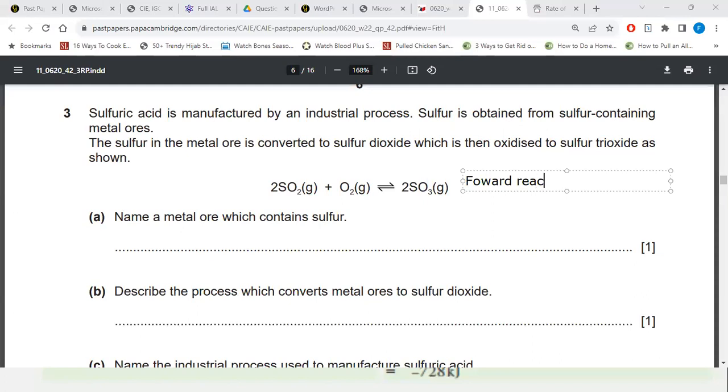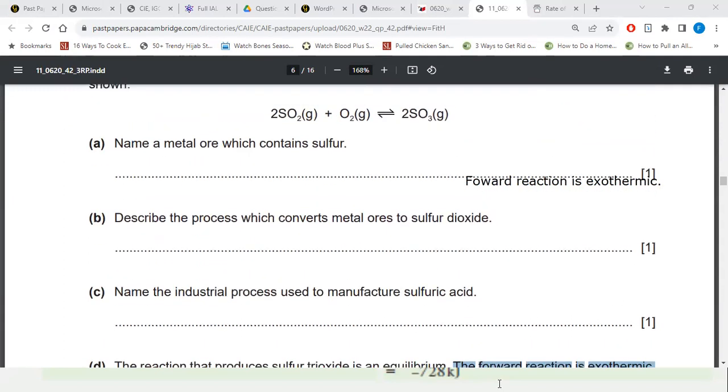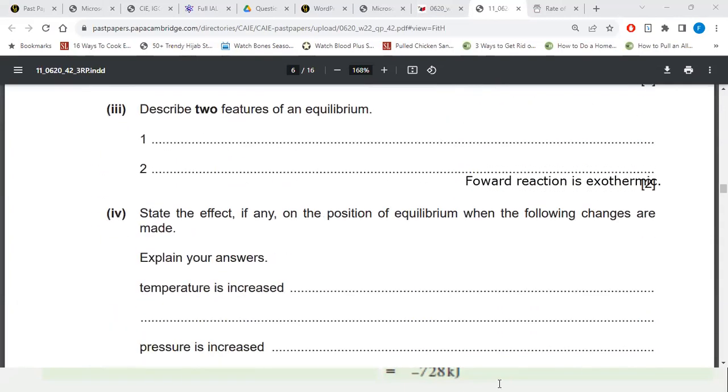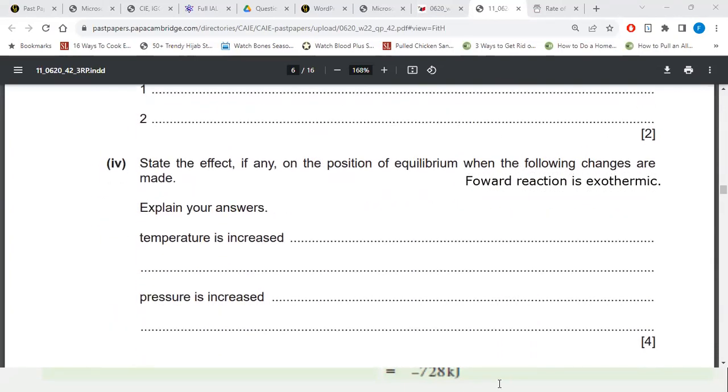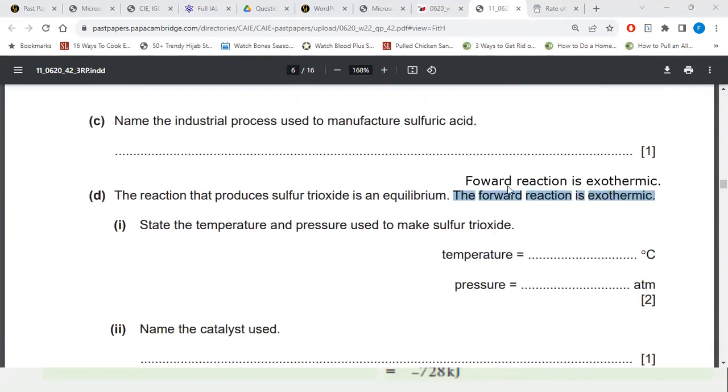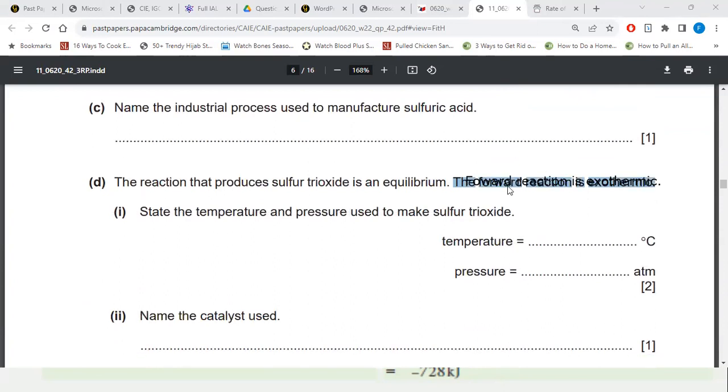Forward reaction is exothermic. And our question in the exam is about what? They are asking us about what will happen if we increase the temperature. Okay, so let's go ahead and take a look. Let's discuss what will happen if we increase the temperature.